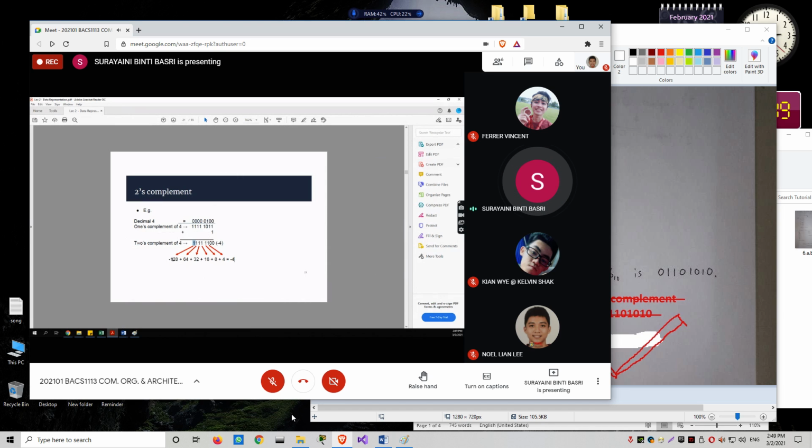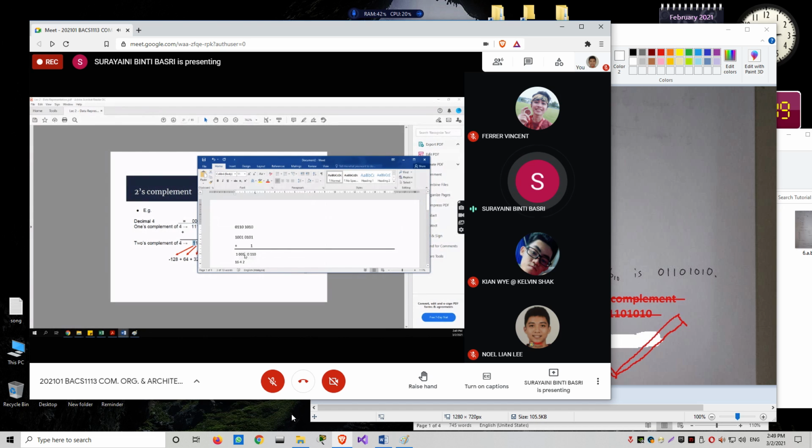Okay, so after that, because this is 1, so negative 128 plus 16, because this is the 16's space, plus 4 plus 2. Yes, so you get negative 106.